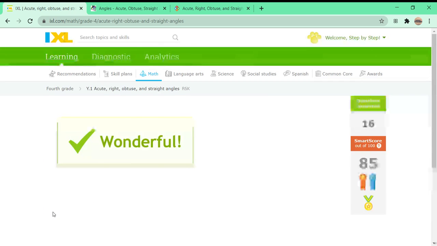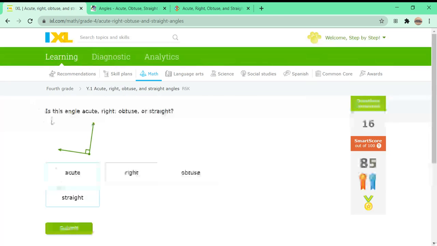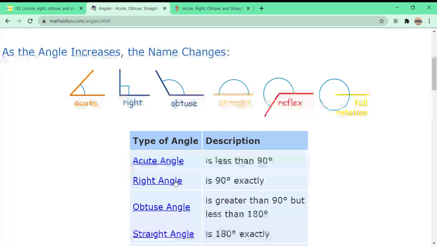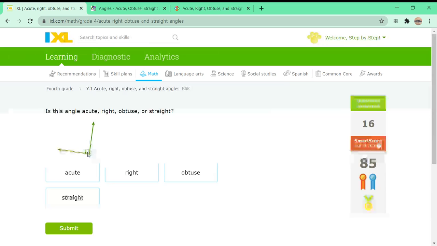Wonderful. Okay, it says, is this angle acute, right, obtuse, or straight? Going back to the definition, we know that acutes are less than 90 degrees and obtuse is greater than 90 but less than 180. And a right angle is exactly 90 degrees. We know that this angle is exactly 90 degrees because it has a little square at the edge and it is a full square.